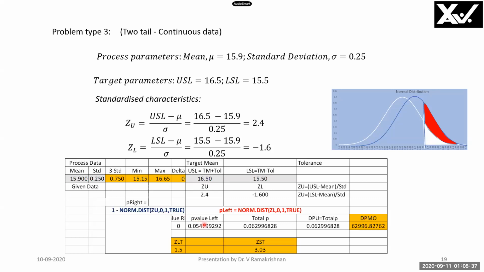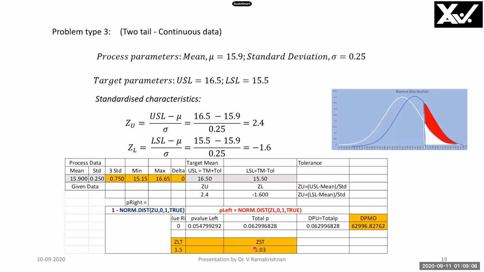That is, I'm getting the p-value here. And total, I'm just adding the 2, 0 plus this. And DPU is total P. DPMO can be obtained from this failure rate, right? Multiplied by 1 million, I'll get DPMO. So once I have DPMO, I can substitute DPMO or directly this failure rate and get ZLT. And ZST, I have to add 1.5 to that.